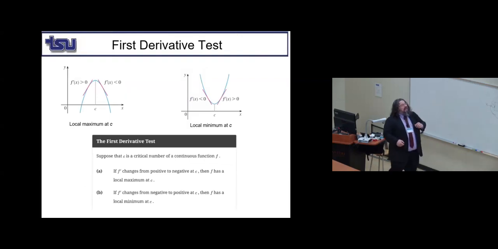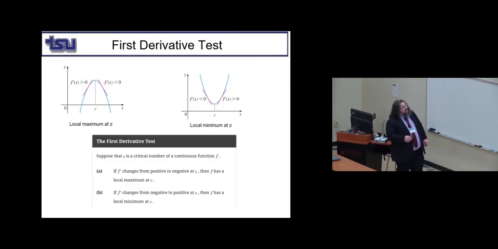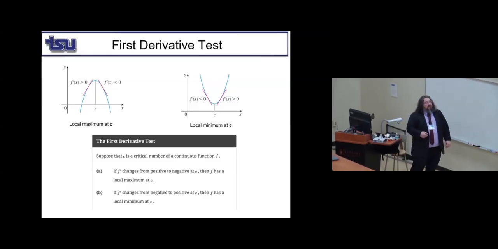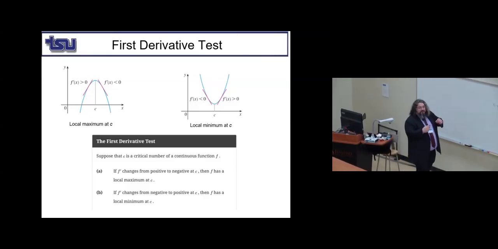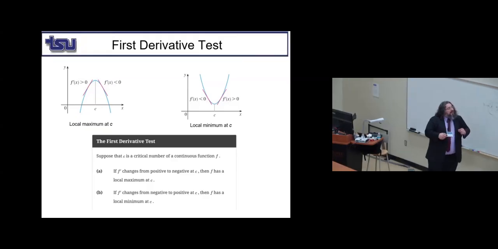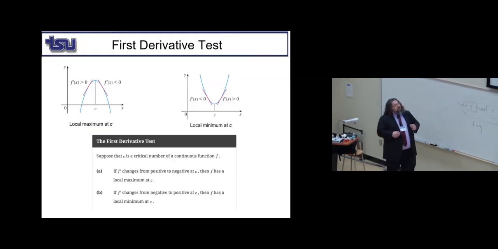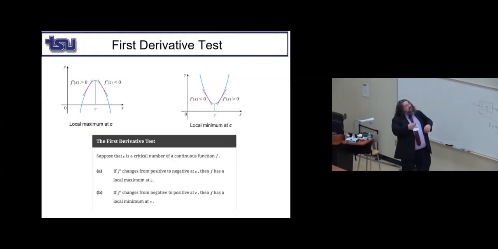Yes, I got a little ahead of myself here. The first derivative test: suppose that C is a critical number. As I said, that means that the derivative is 0. If the derivative changes from positive to negative at C, then F has a local maximum. If F changes from negative to positive at C, F has a local minimum. I gave my spiel for this slide on the previous slide.